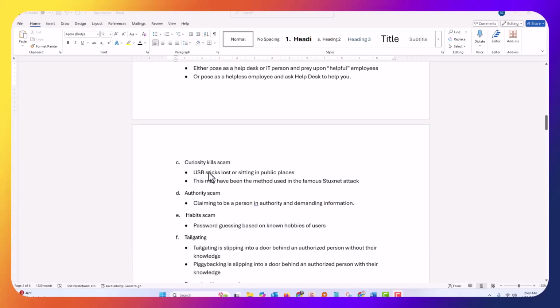The curiosity kills scam. This is where you take something like a USB stick. We used to use CDs and DVDs, but now you would use a USB stick and just sort of lose it. A parking lot, a public place, a cafe. This may be the method, by the way, used in the famous Stuxnet attack.